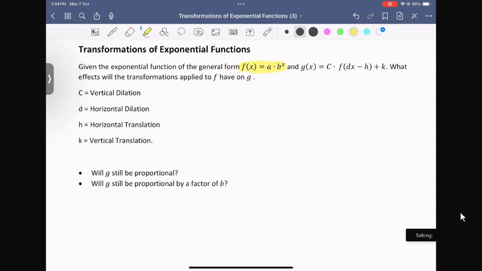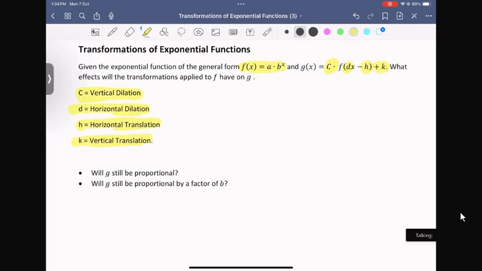When we apply our transformations, we've got our vertical dilation here. We've got our horizontal dilation. We've got our horizontal translation, h, and k is our vertical translation.